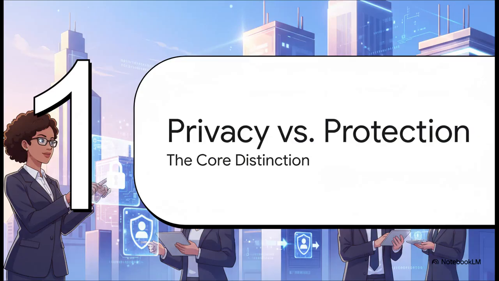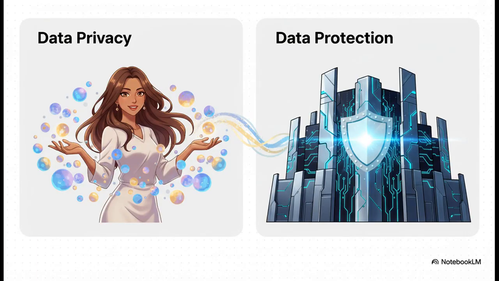Okay, first things first. In legal English, as you know, precision is everything. Ambiguity is your enemy. And that is especially true when we talk about privacy and protection. People use these words interchangeably all the time in normal conversation, but in our world, they have very distinct legal meanings. So here is the core distinction you absolutely have to master.